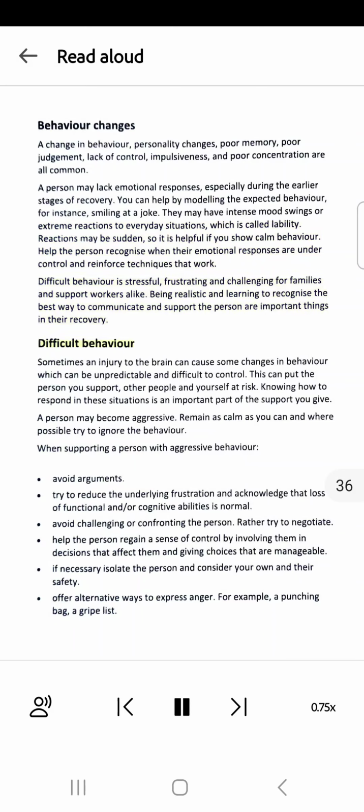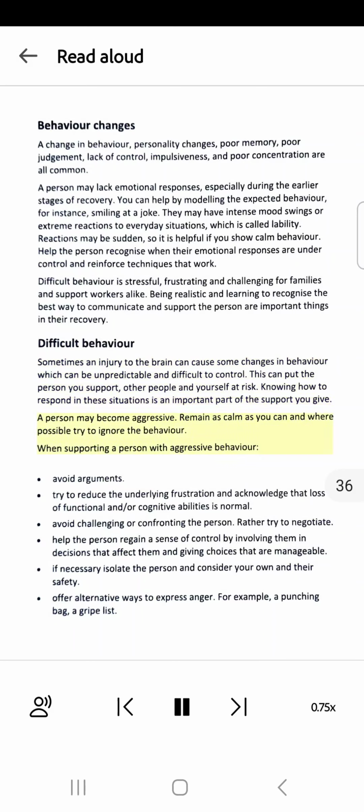recovery. Difficult behavior. Sometimes an injury to the brain can cause some changes in behavior which can be unpredictable and difficult to control. This can put the person you support, other people and yourself at risk. Knowing how to respond in these situations is an important part of the support you give.